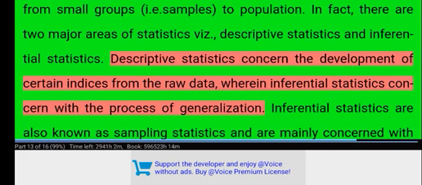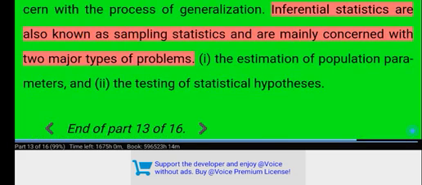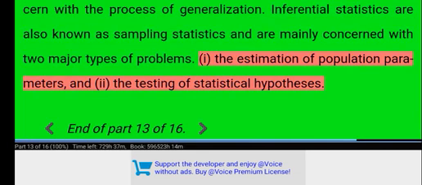Descriptive statistics concern the development of certain indices from the raw data, whereas inferential statistics concern the process of generalization. Inferential statistics are also known as sampling statistics and are mainly concerned with two major types of problems: 1. The estimation of population parameters, and 2. The testing of statistical hypotheses.